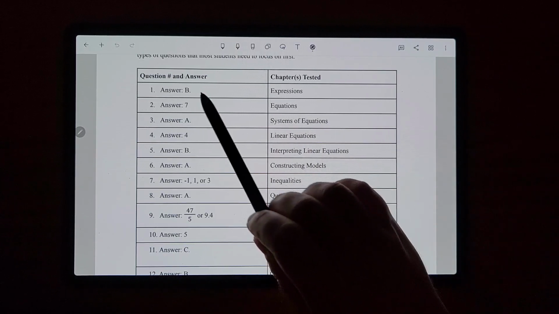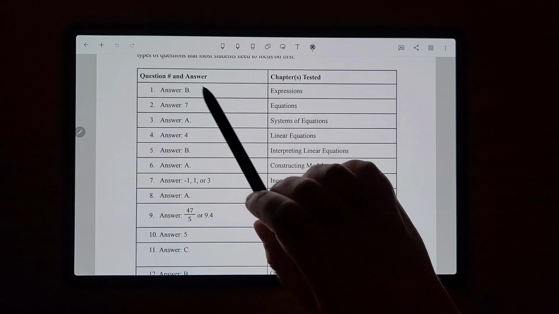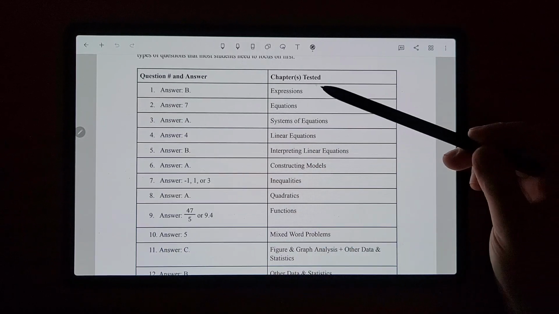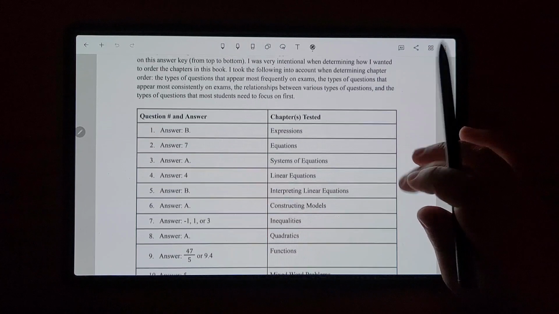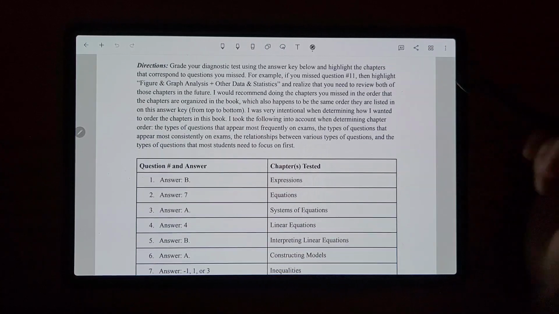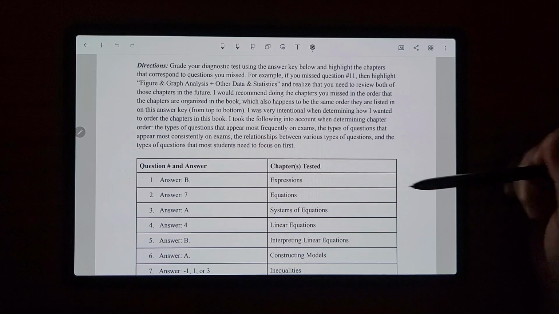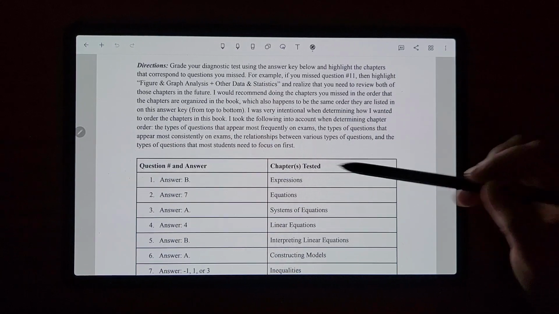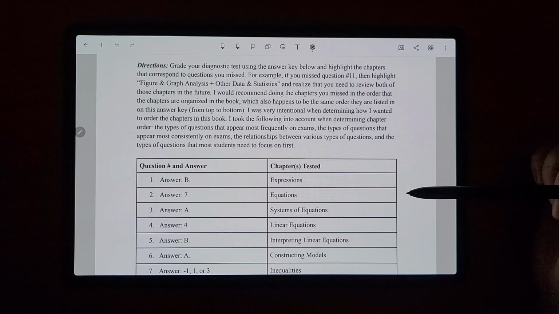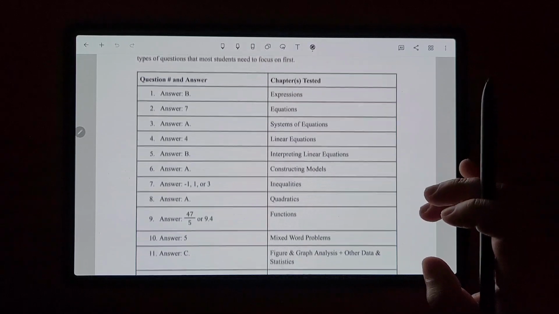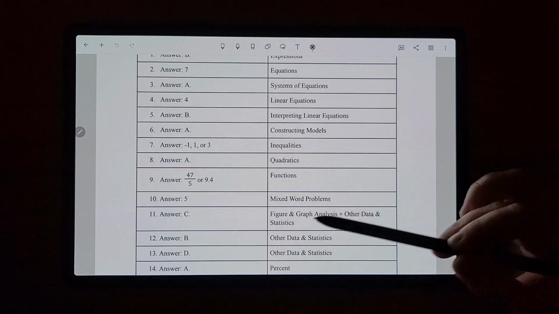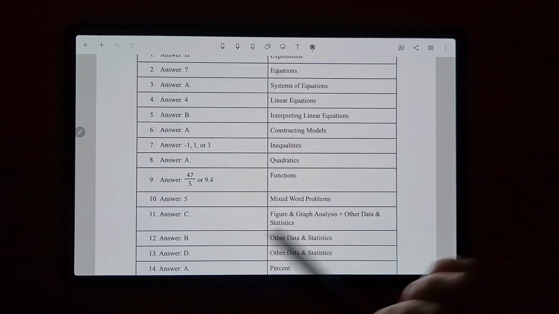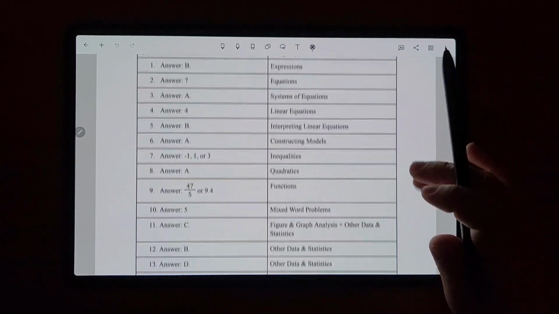For instance, if you got number 1 wrong, because maybe you picked A instead of B, and the answer is B, you probably need to work on the expressions chapter. So the key doesn't just tell you whether you got it right or wrong. It tells you that if you got this wrong, you should probably focus on this chapter. That's why I say highlight the chapters that correspond to the questions you miss. If you missed number 1, you would highlight the expressions chapter. Some of them are 2 chapters, like number 11, which says figures and graph analysis plus other data and statistics. That means you should probably focus on both those chapters if you got number 11 wrong.